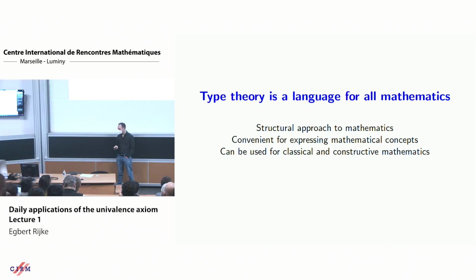So the idea here is that it's a much more structural approach to mathematics. It is very convenient for expressing mathematical concepts. You can be very precise, and we will see also in this first lecture that there are some surprises. If you formulate a concept in type theory, you automatically get the type of all objects that are in that concept. And together with the univalence axiom, that's going to play very nicely.